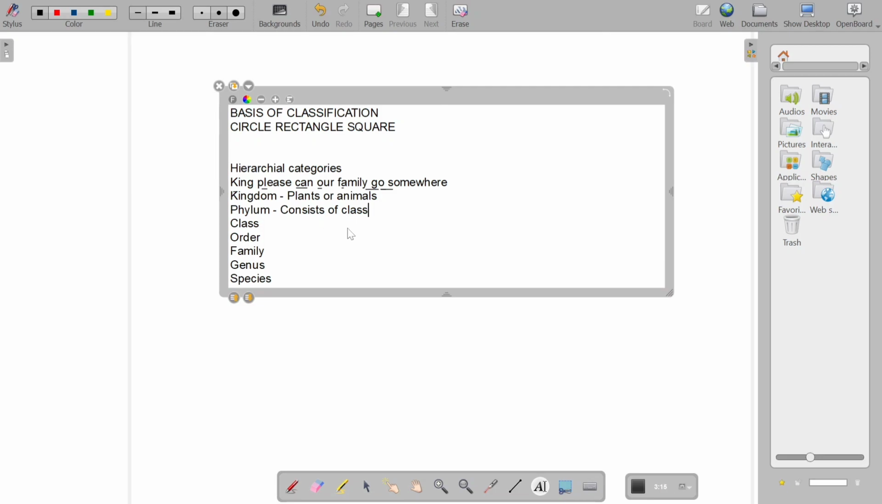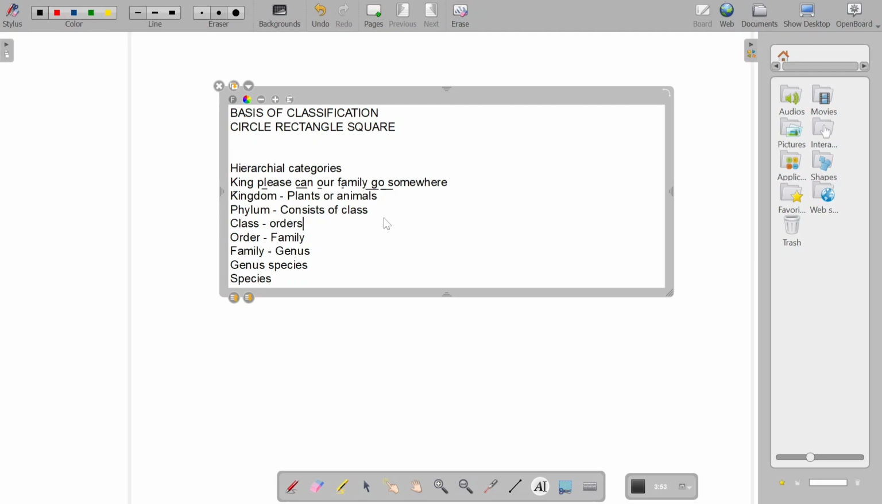According to the phylum, different organisms are compiled into a separate category. Then class consists of several orders. In orders, they consist of the characteristics of the family. In family, it consists of the characteristics of genus. Genus consists of characteristics of a species. Species may consist of characteristics of subspecies. So according to these categories, organisms are being classified.